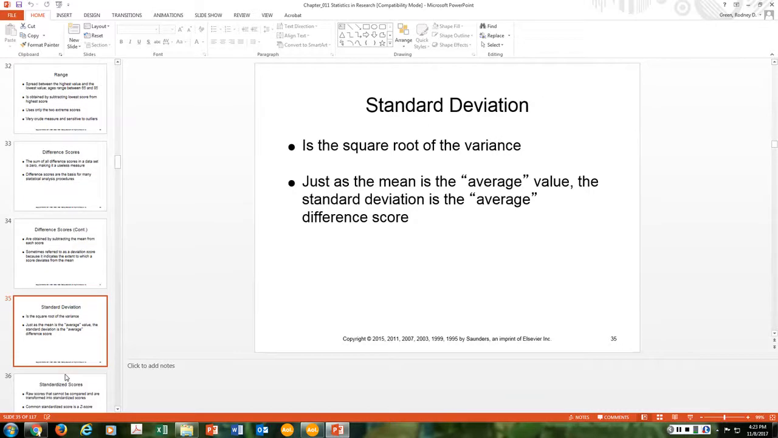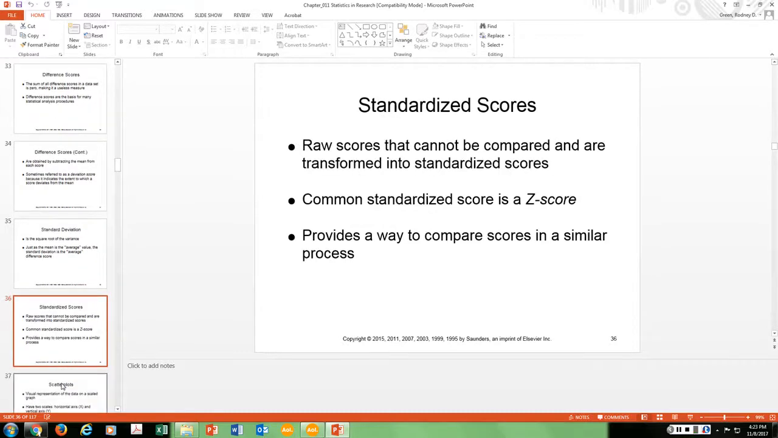Standard deviation is another measure of dispersion. It's the square root of the variance. Just as the mean is the average value, the standard deviation is the average difference score. Standardized scores are raw scores that cannot be compared and are transformed into standardized scores. A common standardized score is the z-score, and it provides a way to compare scores in a similar process.